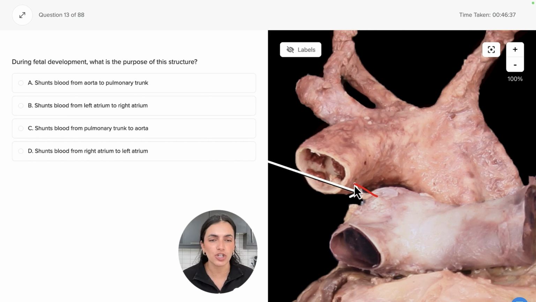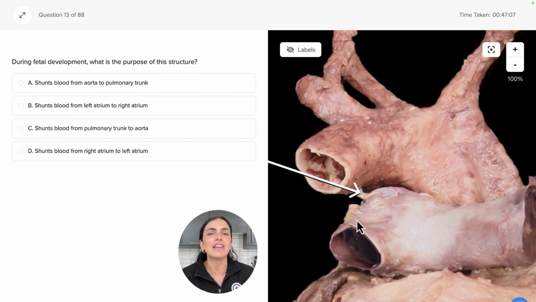So when the structure becomes obliterated or becomes a remnant, we refer to it as the ligamentum arteriosum. So don't confuse those two. Ductus arteriosus is the structure during the fetal development that's still fully functional, and then the ligamentum arteriosum is the structure that is the remnant of the ductus arteriosus that, 12 to 24 hours after birth, starts forming. In certain instances where this actual structure does not obliterate, we refer to it as a patent ductus arteriosus.